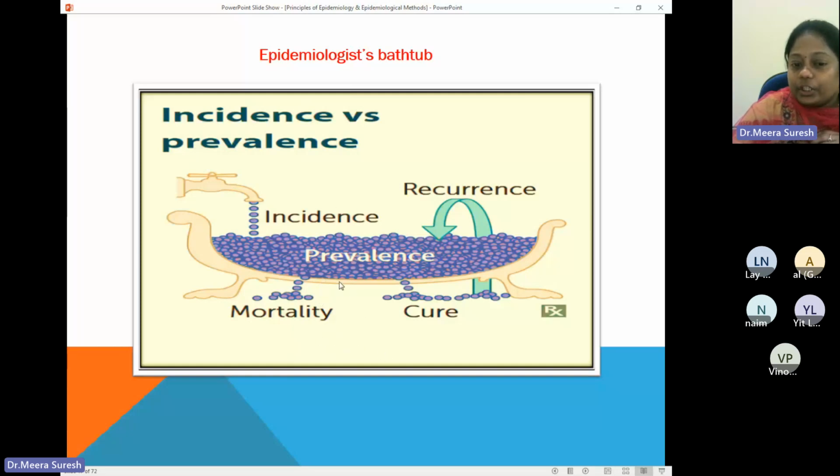So the two ways by which the prevalence is reduced: either the disease is very dangerous and there is high mortality, so more and more people, even though they are getting infected, are dying, which means the prevalence is reducing, or the people should be cured from that condition. And that disease shouldn't be having much recurrence.